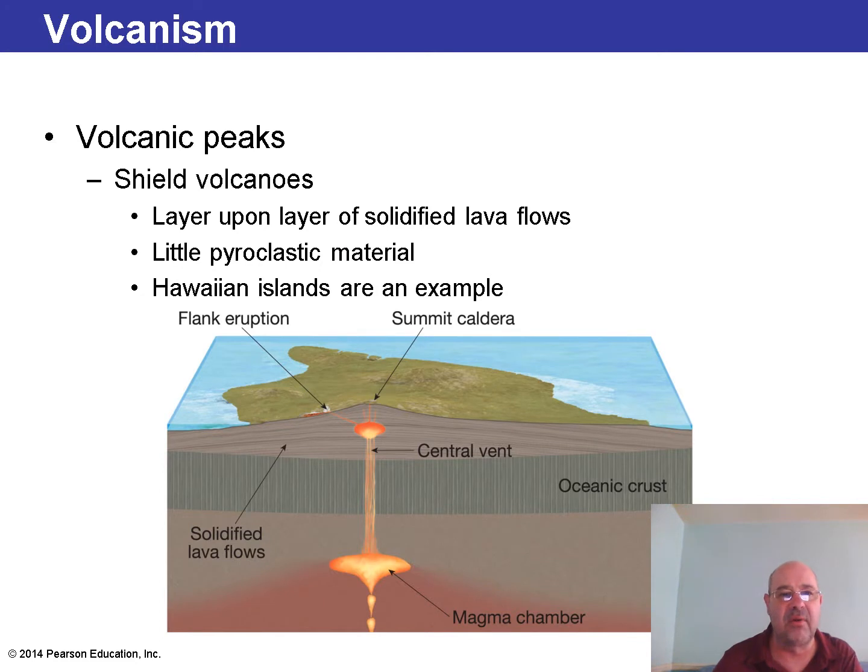So we're going to continue on with volcanism. Volcanic peaks. Now we're getting into some of the different types of volcanoes. We finished up with a figure in part 1 of which ones were larger, smaller, and so on, and now we're actually getting into each one of those. So volcanic peaks, shield volcanoes: layer upon layer of solidified lava flows, with little pyroclastic material, which means no real bombs, things like that.